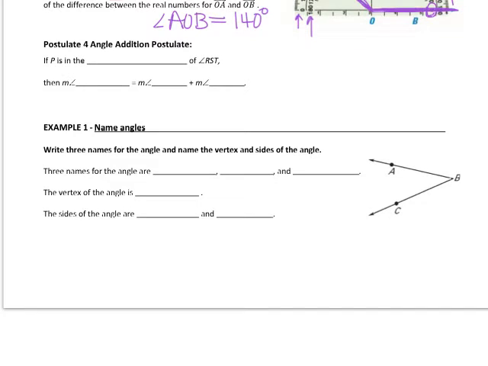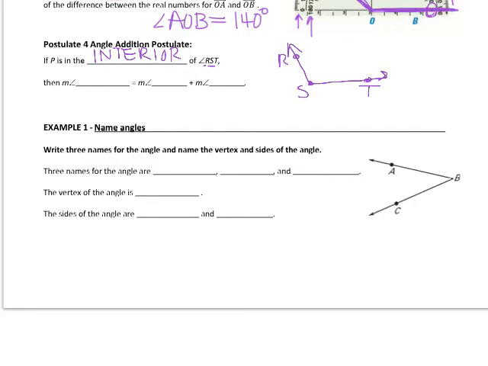Angle addition postulate. This angle addition postulate states that we can add two angles together, the measure of those angles, and that's going to equal the larger angle. So if point P is in the interior of an angle called RST, let's go ahead and draw a picture of this. We'll say that this is going to be our angle RST, and we really haven't gotten to naming angles yet. We're going to get to that in example number 1. But the middle letter, S, is always going to be our vertex. And then the other letters, R, which is the first letter, is going to be on the ray, and T is going to be on the ray.